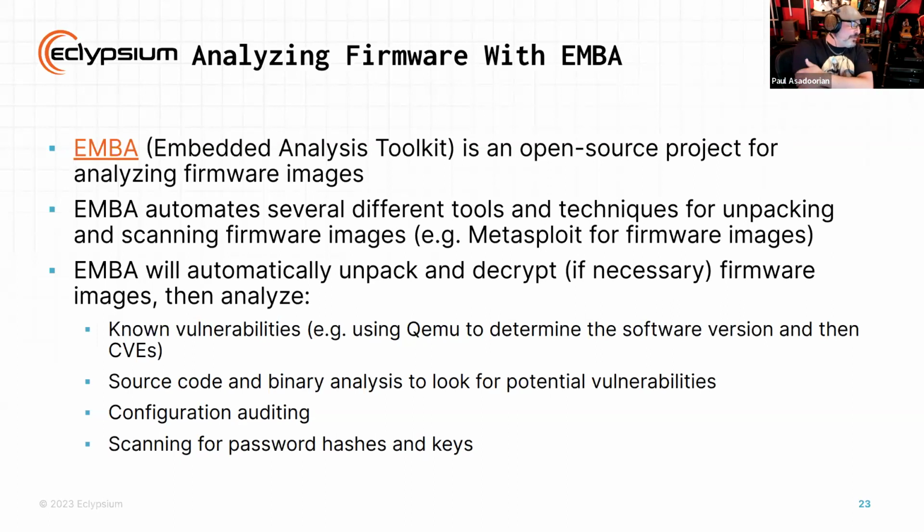That's something that EMBA will do for you automatically, as well as looking at the configuration and scanning for passwords and keys. So it has multiple different mechanisms to identify a password hash on the file system or some kind of key. And then it will actually go ahead and try and automatically crack that password hash. If it finds a hash that it knows it can try and crack, it will try and go ahead and do that for you all automatically, which is a great time saver.